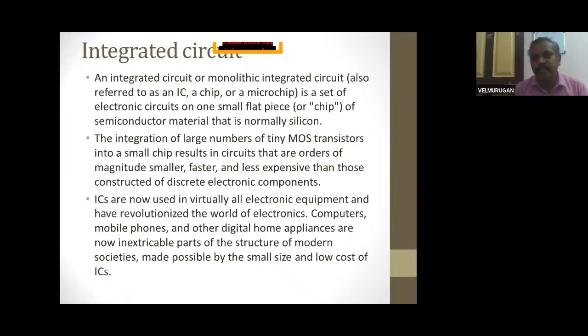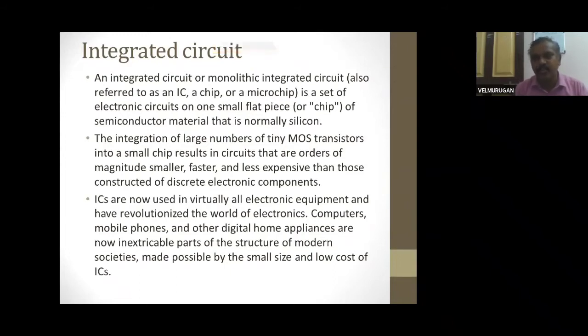Everyone has a mobile phone. Everyone is using 4G, 5G. These are the digital advanced technology revolutions of mobile versions. Then computers, mobile phones and other digital home applications are now inextricable parts of the structure of modern societies.